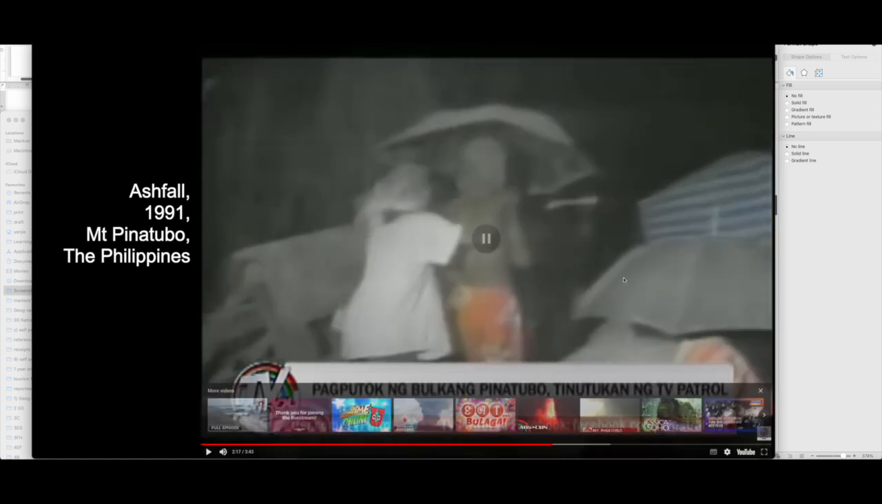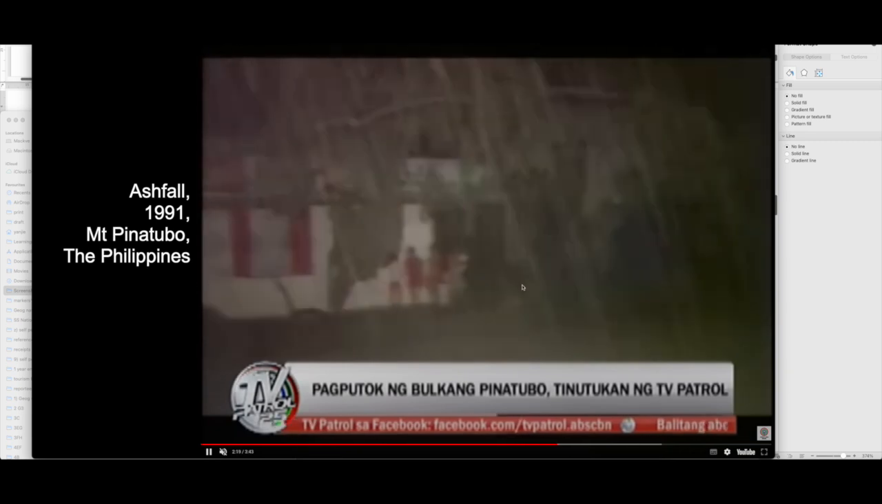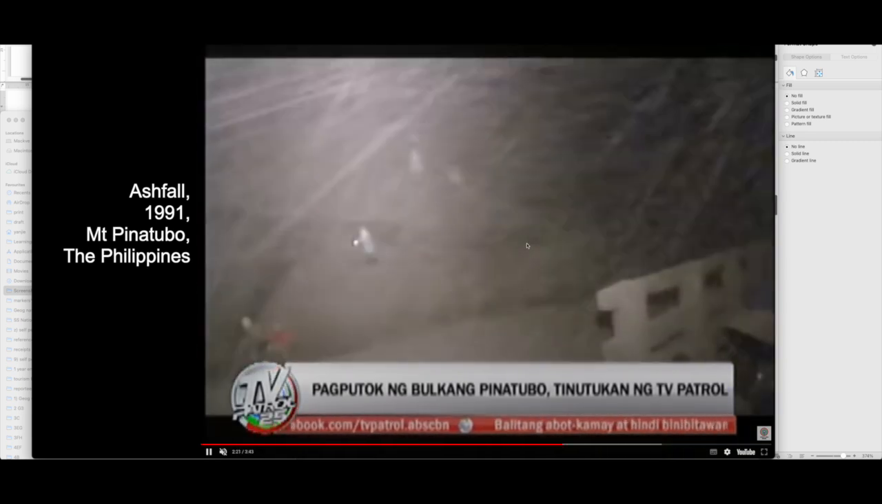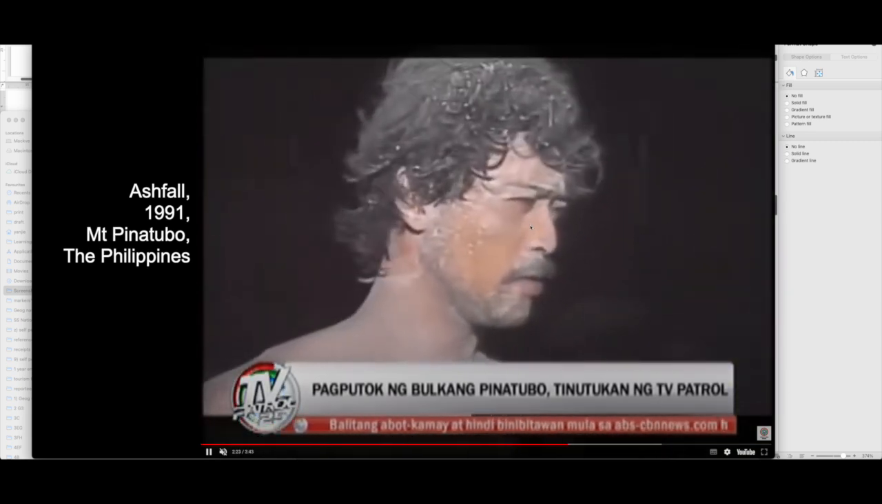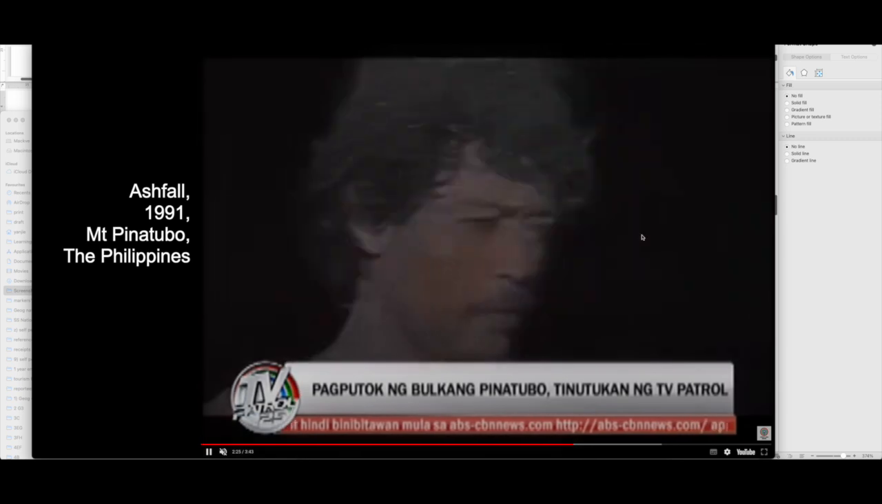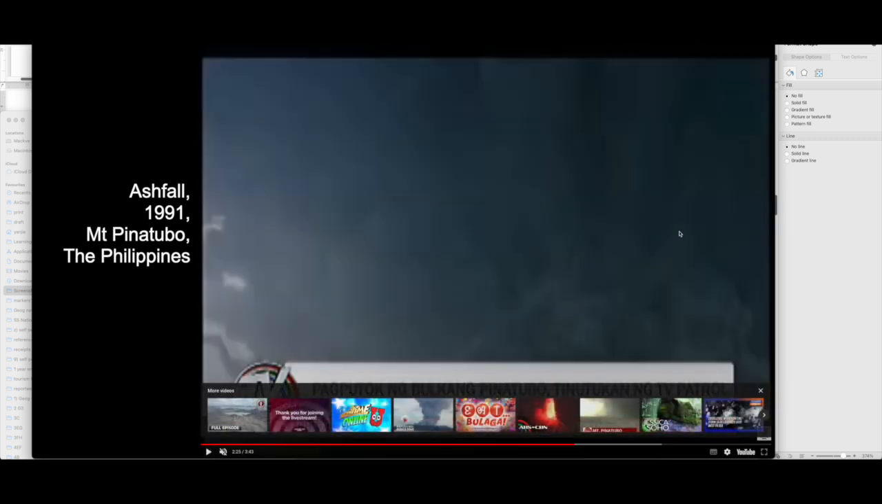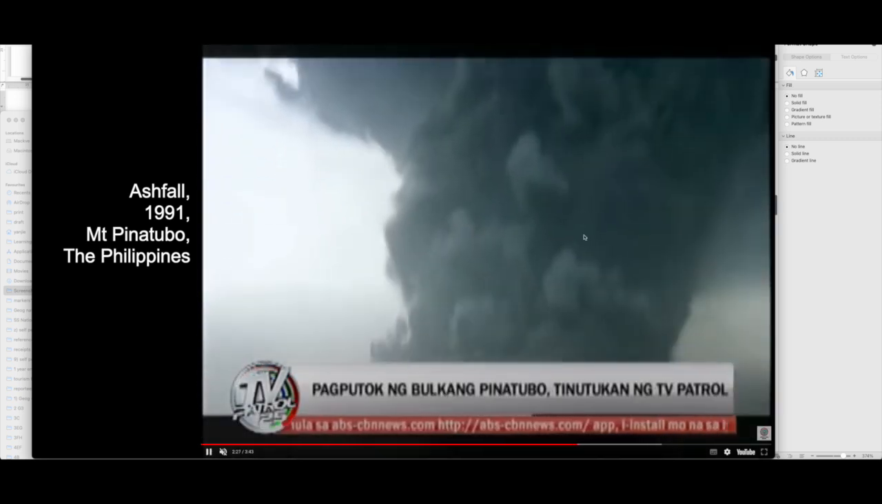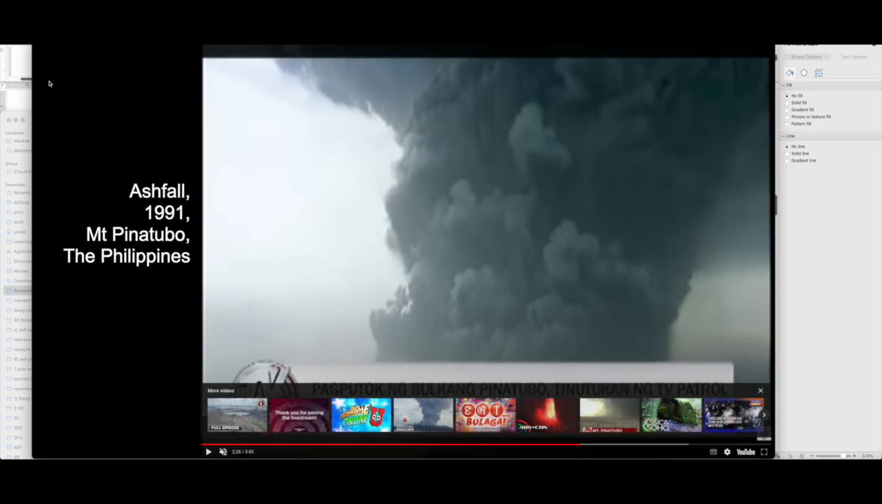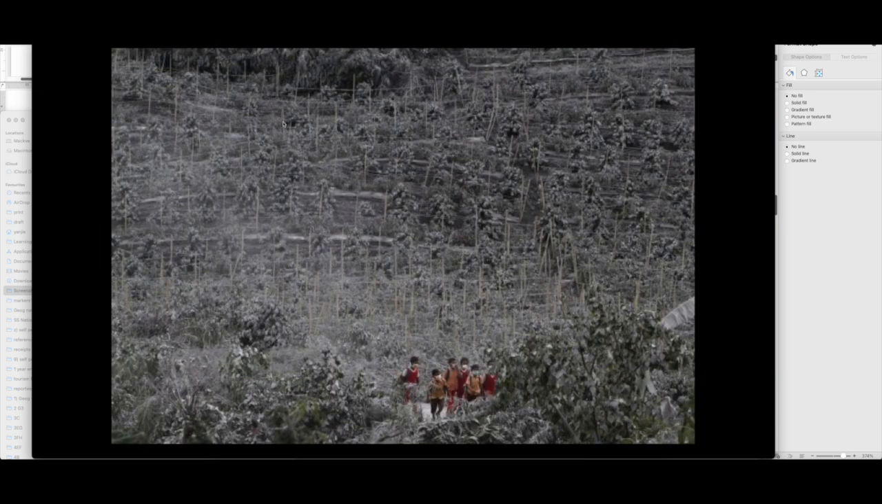Can you imagine living in this condition, and then breathing in all these ashes? What could happen to you? You can see this person's face covered with ash. Even though it's far away from the volcano, like 20 kilometers away, the ash fall does still affect them. And at Pinatubo, the winds were in the right direction. So this was the ash after the volcano.